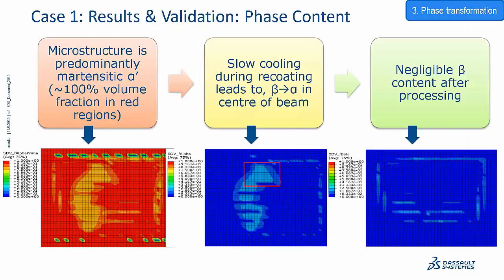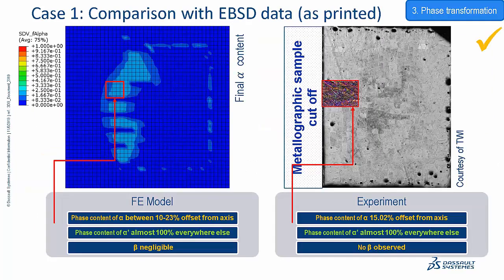As shown on the left, the microstructure is predominantly martensitic alpha prime due to rapid cooling. Here, slow cooling during recoating results in the diffusional transformation from beta to alpha. And beta phase content is almost zero after the printing process. Compared with the electron backscatter diffraction, or EBSD, map shown on the right, the simulation result on the left predicted similar microstructural features and phase fractions, including alpha, alpha prime, and beta content.